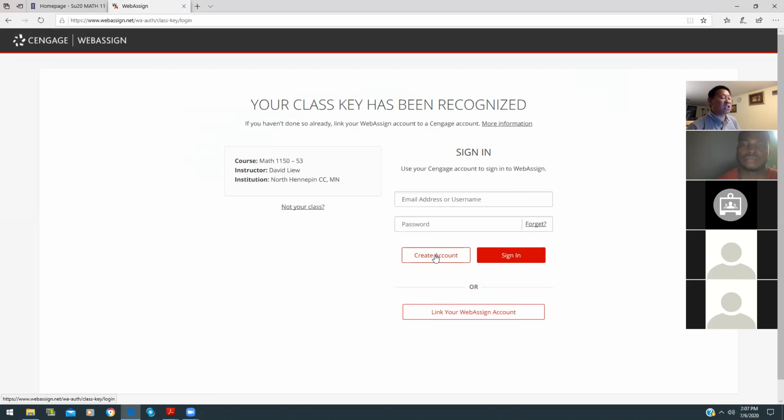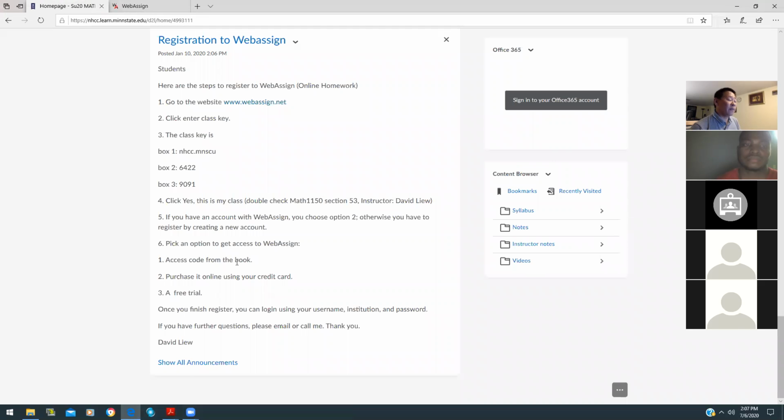And then on the next page, they will ask you for payment. So again, there are 3 types of payments you can do. One is an access code from the book. The other one is using a credit card. And the next one is a free trial.